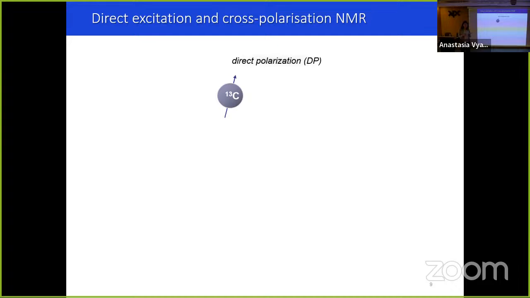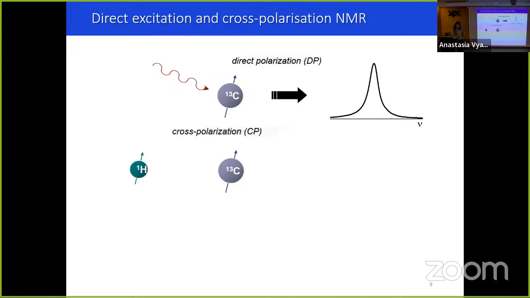interfaces in such nanocomposites. There are different approaches, and the most common is so-called direct polarization. So we apply a radio frequency pulse to a certain nucleus, for example, carbon-13, and detect the spectrum of the same nucleus. So this is direct polarization. An alternative approach is cross-polarization. We send an RF pulse to, for example, protons, transfer magnetization to another nucleus, and detect the signal on the second, on the carbon.